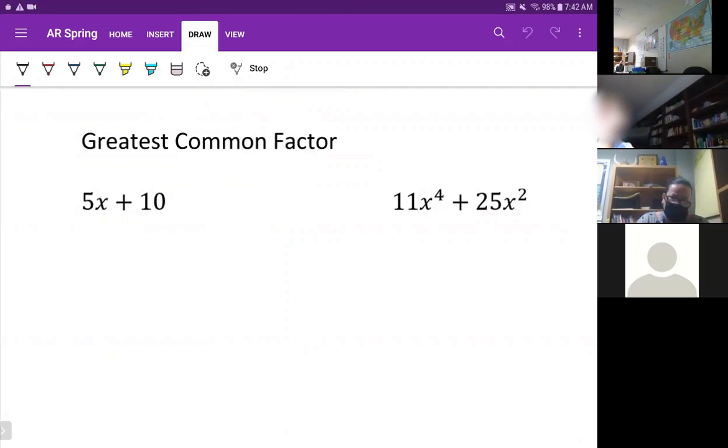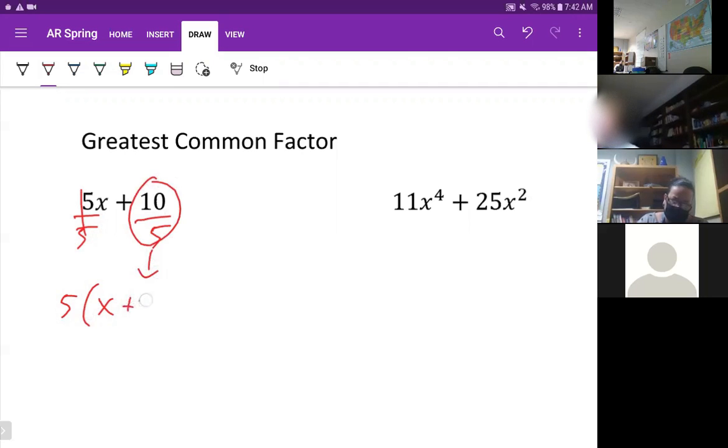There's no, they both don't have x terms, so we can't take out the x, but here you can divide this. You can divide this one by 5, and you can divide this one by 5. So what that's going to look like is you pull out a 5, and then what's left when you divide that by 5 is x. When you divide this by 5, it becomes positive 2. So there you go. That's the answer. That's the greatest common factor.